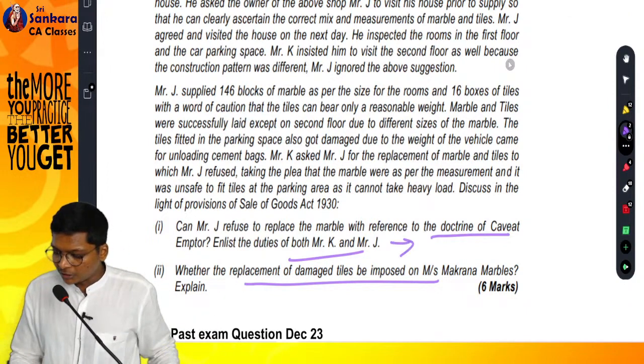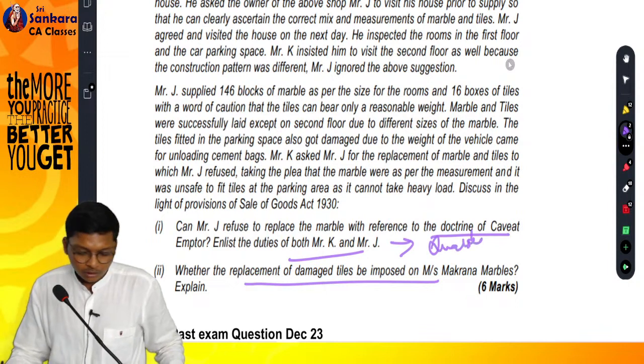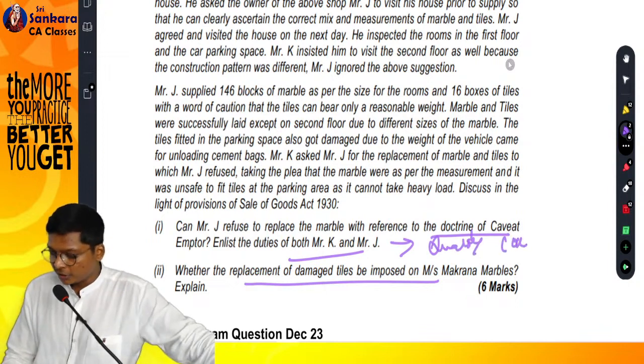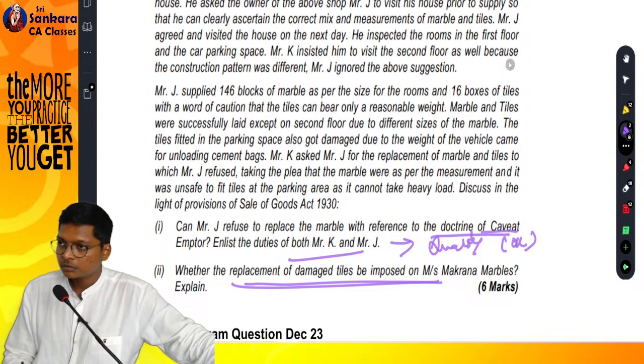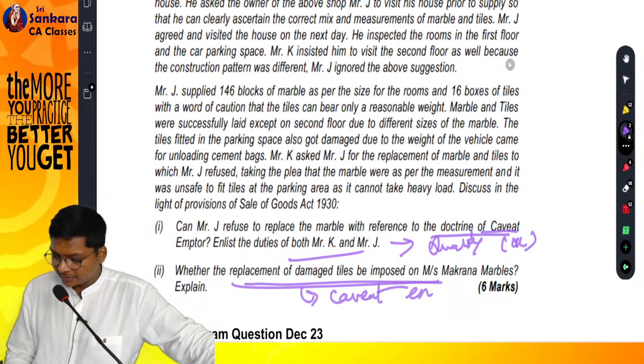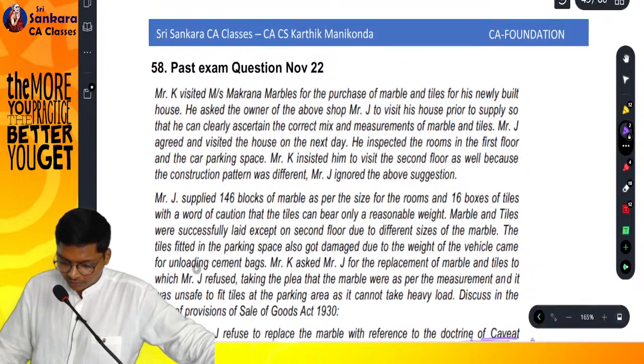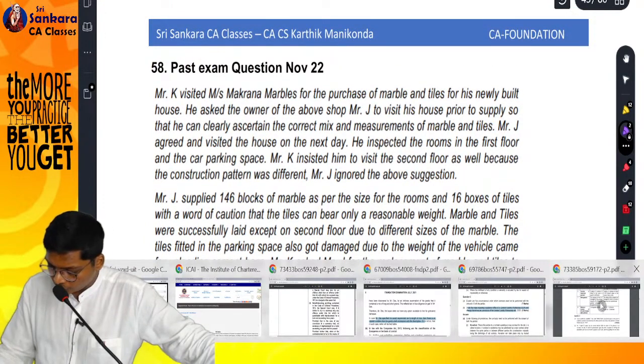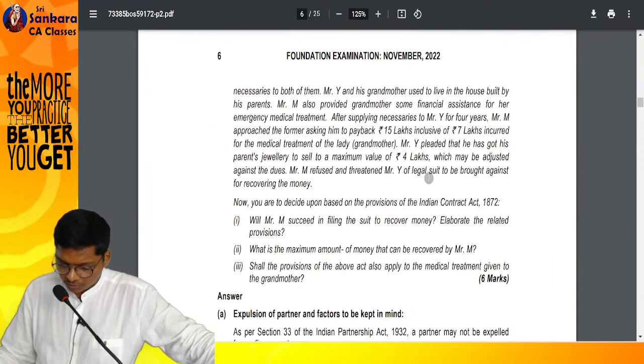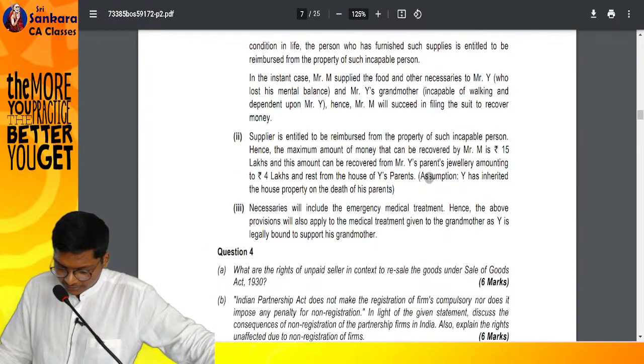So the first case, what is the answer? Quality or fitness, exception to quality or fitness, caveat emptor. Second is what? Caveat emptor. Let's quickly check the answer. That should be the answer, but just cross-check.